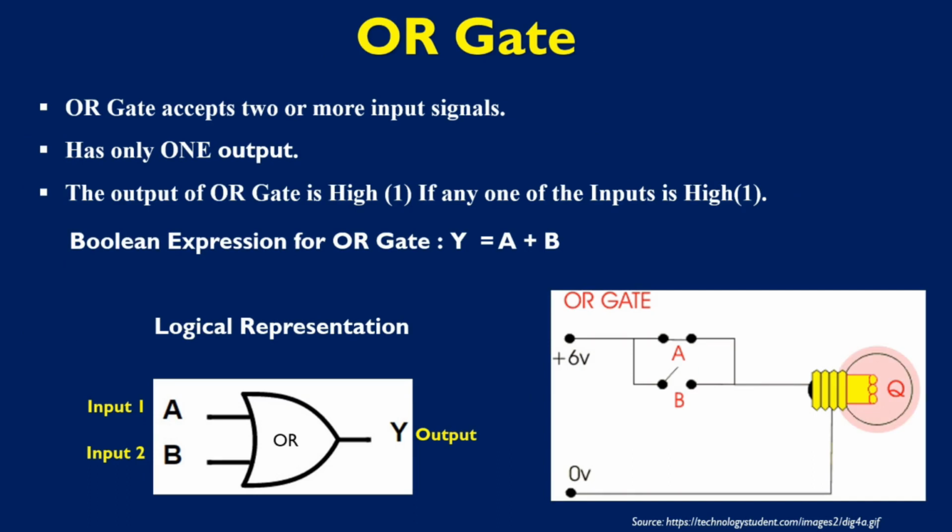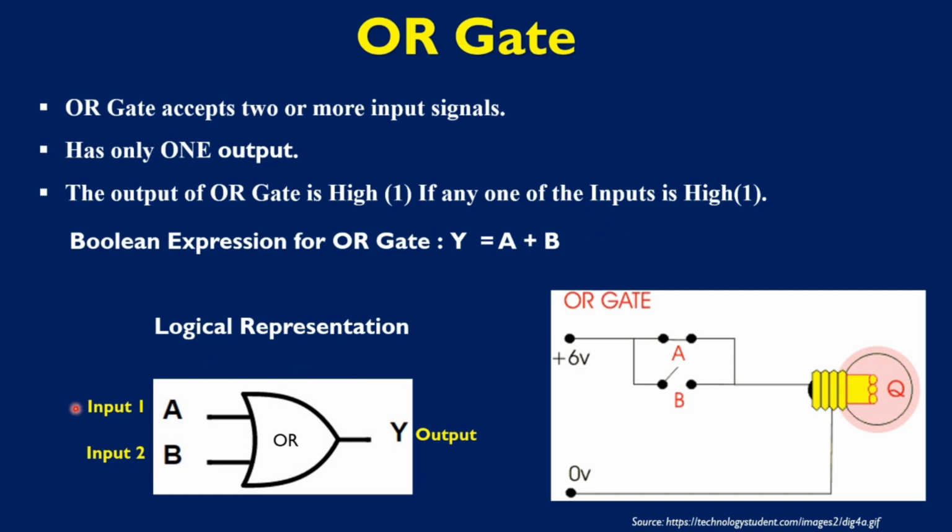OR gate is a basic logic gate. It is an electronic circuit which has two or more inputs but only one output. It is called OR because it gives high output if one of its inputs is high. The plus symbol is used to show the OR operation.